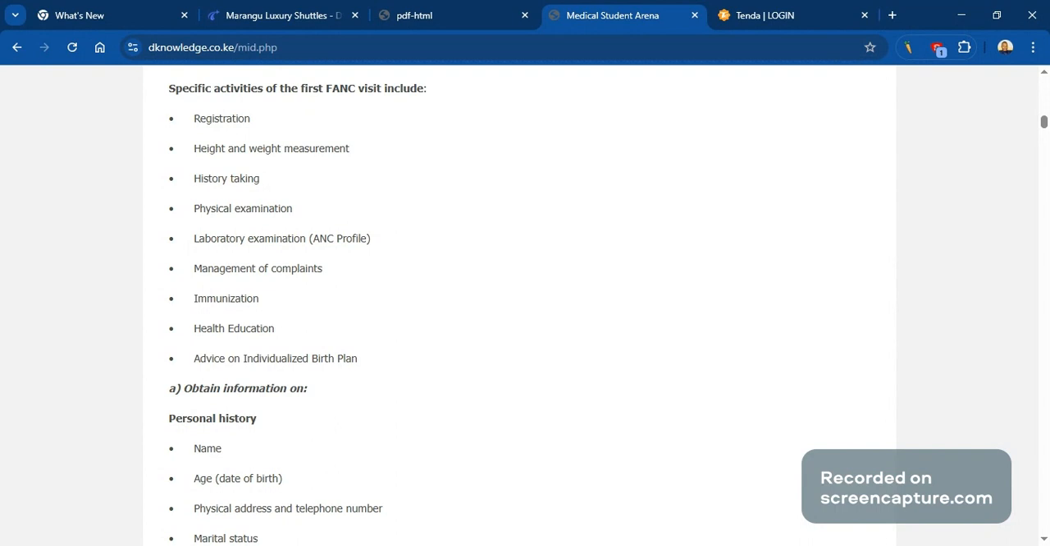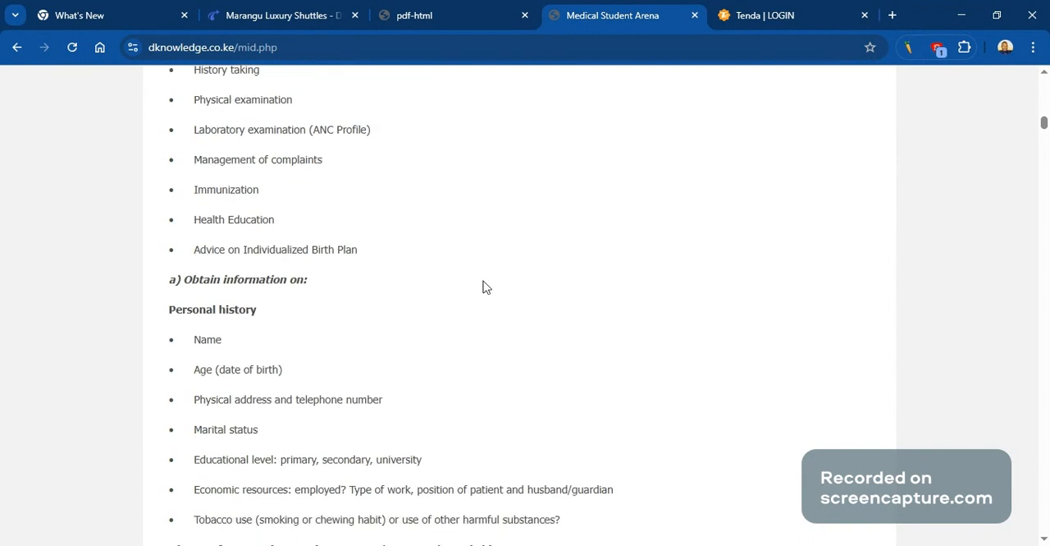Okay, we do the ANC profile, laboratory examination. The ANC profile includes VDRL for syphilis. We do HIV. We do hemoglobin. We check for hemoglobin because at that moment the baby is also using the blood. So if the hemoglobin is low, we can end up having fainting cases, syncope, sometimes dizziness, and all that. So the ANC profile has got a list of tests that are supposed to be done in the laboratory and the result given. Management of complaints, immunization is also done the first visit, health education as well.